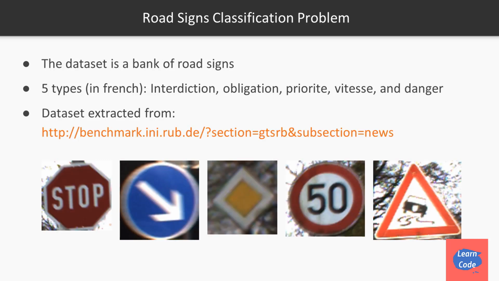The problem that we are going to solve is the identification of road signs. We have different road signs over here like indirection, obligation, danger, and other signs. Our task is to identify, given an image, which of these categories it is. The dataset that we are using is obtained from this address.